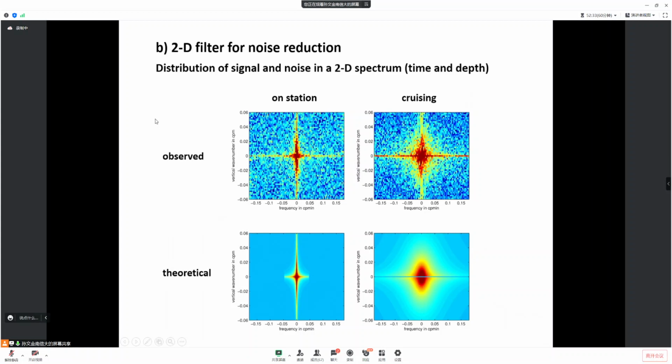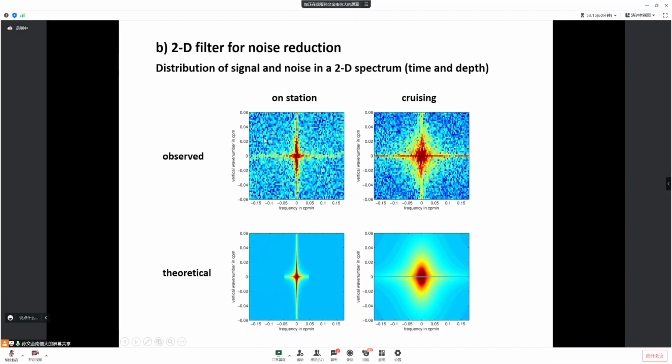Then the second step is the two-dimensional filter. So it's in the domain of time and depth. That's how our ADCP records are. And we see that the distribution of signal and noise is very peculiar for internal waves. So the theoretical Garrett-Monk spectrum on station looks like this on the lower left panel. And if we are moving at 10 knots, I think it gets distorted. And in our observation, it looks about the same.